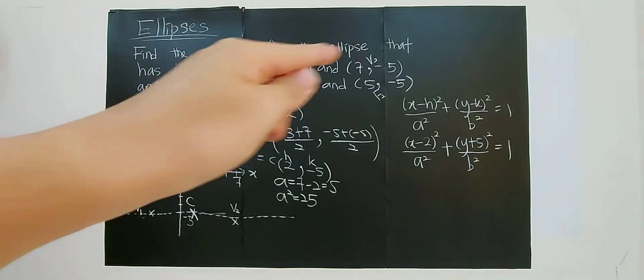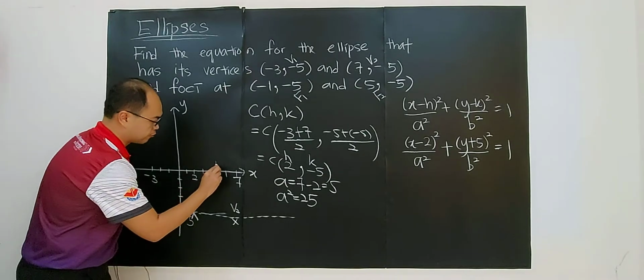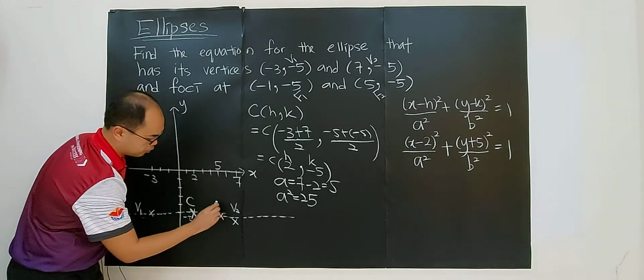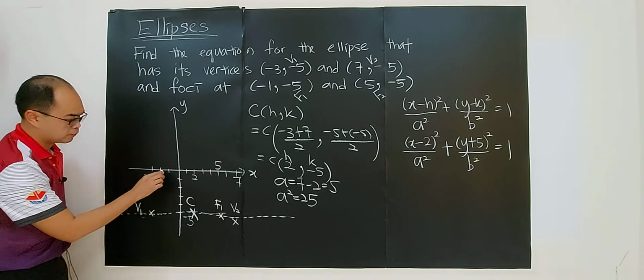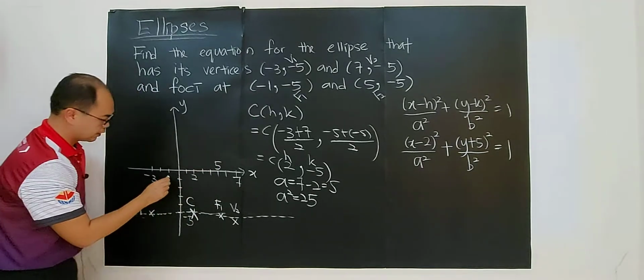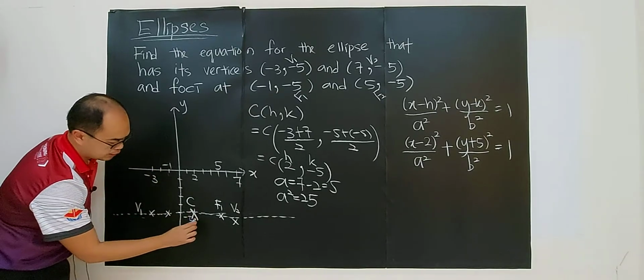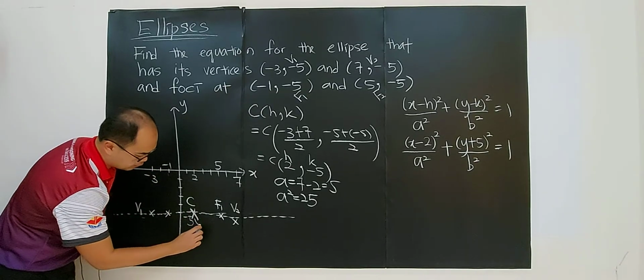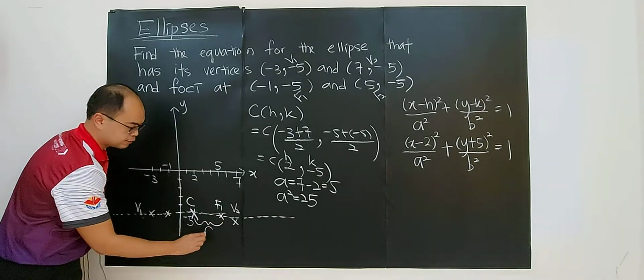So now I want to know the focal length, right? The focal length. So 5 and -5. So that means along here you have 5 and -5 will be your focus, right? Focus. And the other one will be -1, -5. So this is the center, right? Center.